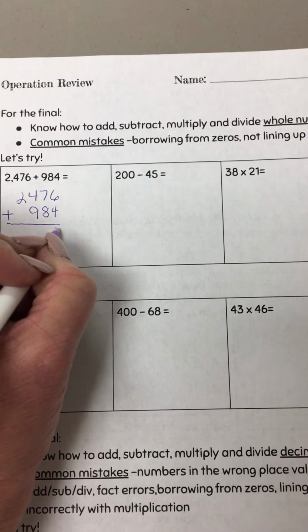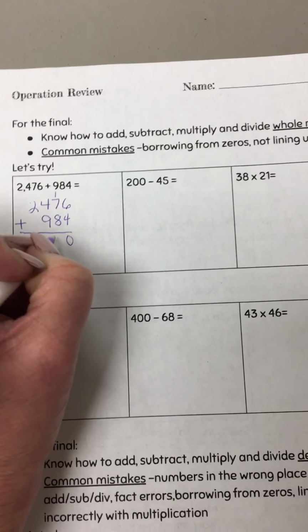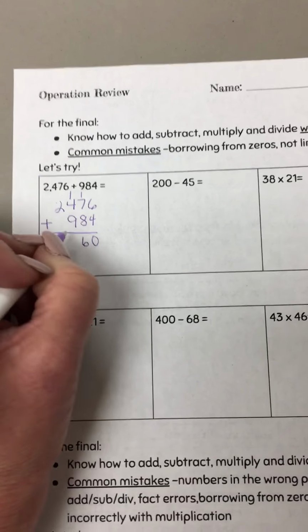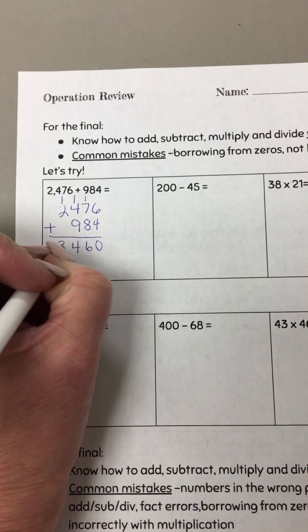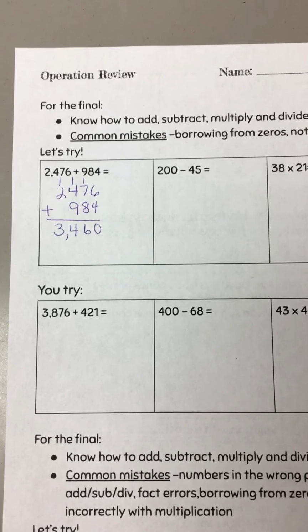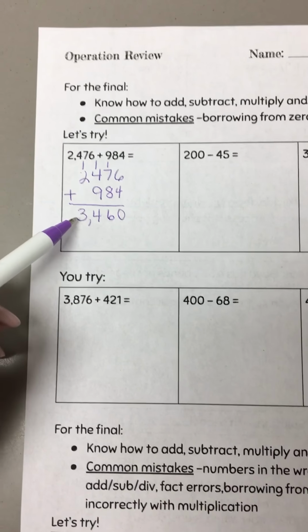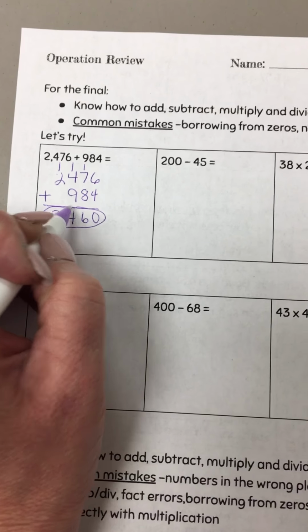6 plus 4 is 10. 8 plus 7 is 15, plus 1 is 16. 9 plus 4 is 13, plus 1 is 14. And 2 plus 1 is 3. My answer makes sense because as I look, I have a 2,000 here. This is almost 1,000, so the answer of 3,000 would make sense. So I'm going to circle my answer.